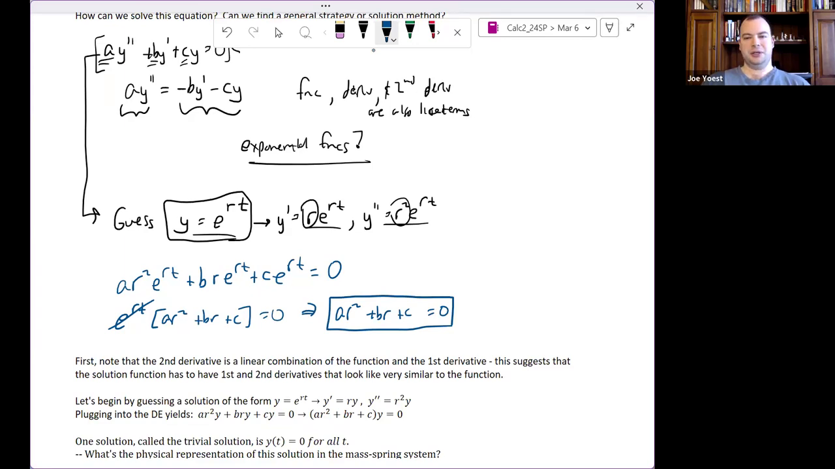So I end up with this relationship relating R to A, B, and C. I have a quadratic equation in R such that AR squared plus BR plus C has to be 0. How should I choose R to make this work? Well, it's going to be negative B plus or minus root B squared minus 4AC all over 2A. Or it's going to be negative B over 2A plus or minus root D over 2A, where D is our discriminant.